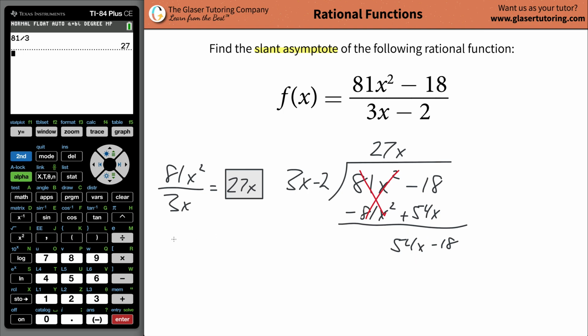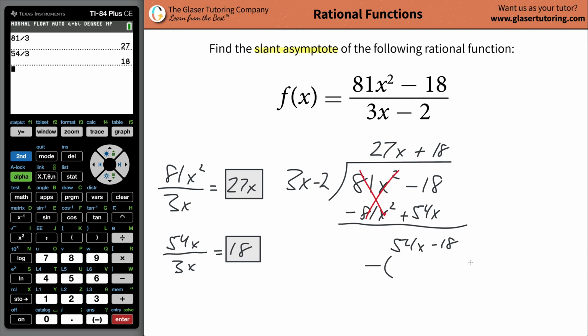You're going to take your highest power of x there, which is 54x, and divide it by the 3x, the highest power of x in your original denominator. If you're not sure, just go 54 divided by 3. There you go, 18. And then x divided by x is just 1. So this is just an 18. You're going to take this term and now add it, because it's positive, to the quotient up there.